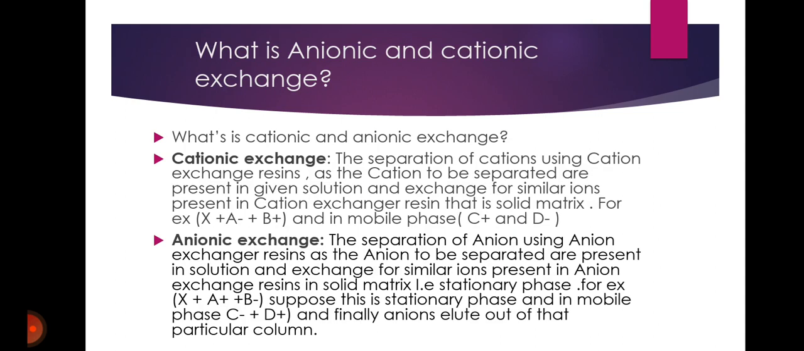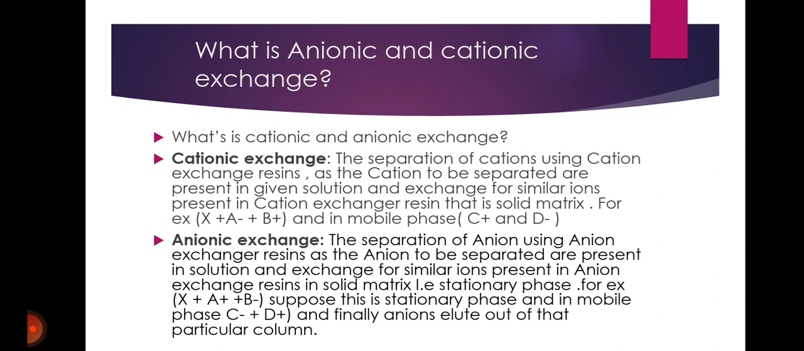Now what are anionic and cationic exchange? Cationic exchange is the separation of cations using cation exchange resin, as the cations to be separated are present in a given solution and exchange for similar ions present in a cation exchanger resin, that is a solid matrix. For example, see here I have mentioned one equation, X plus A minus plus B plus, consider it as the stationary phase, and the mobile phase C plus and D minus is a cation or anion.